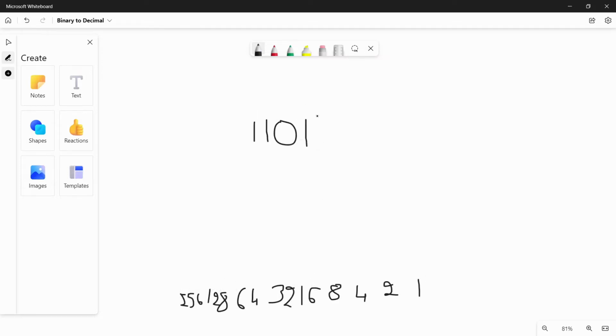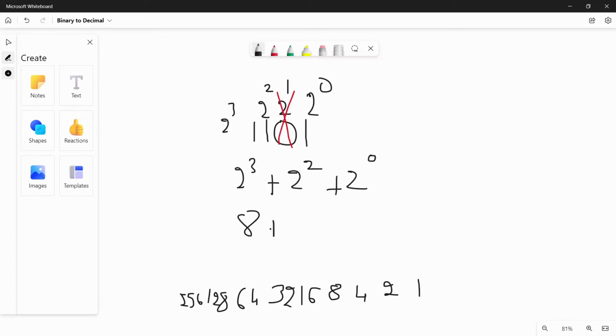1101. The first value is at 2 to the 0 power. The second value is at 2 to the 1 power. This value is at 2 to the 2 power. The last value is at 2 to the 3 power. As I said, we forget about the 0 because they're useless. Right over here, I'll write 2 to the 3 power plus 2 to the 2 power plus 2 to the 0 power. 2 to the 3 power is actually 8. Plus 2 to the 2 power is 4. Plus 1. So 8 plus 4 is 12, plus 1 is equal to 13. Now, this binary format is the binary format of number 13.